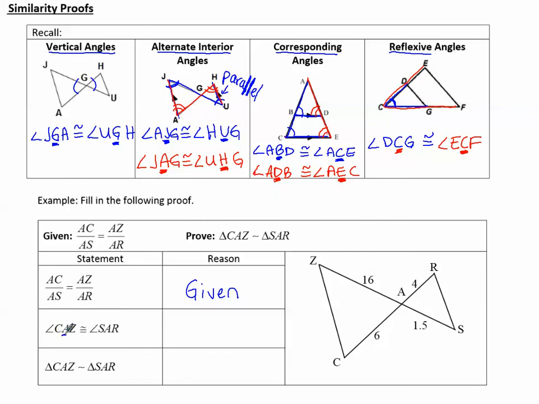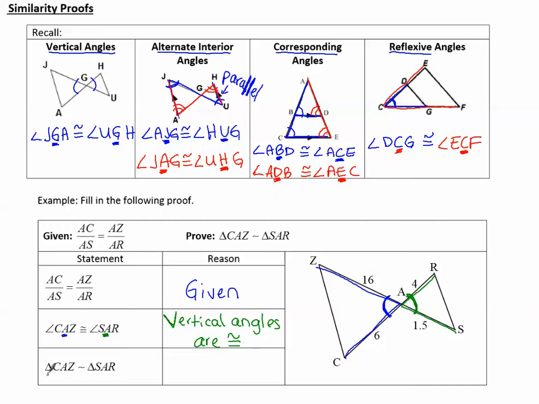Angle CAZ is this angle right here, and angle SAR is this angle right here. These angles, remember, are vertical angles. So our reason is vertical angles are congruent.